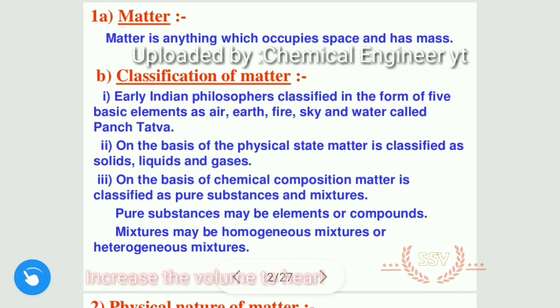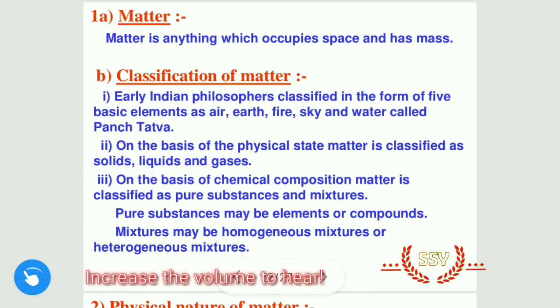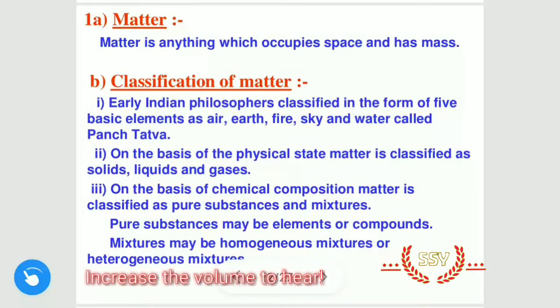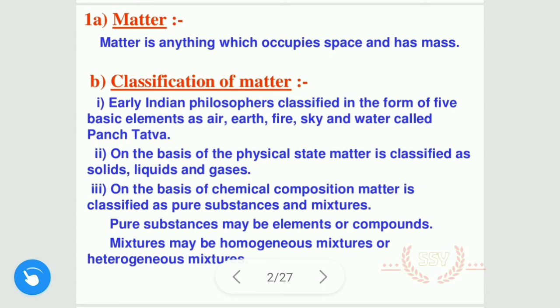In this video, I will be discussing chapter 1 of chemistry of class 9th, that is Matter in Our Surroundings. So our first topic is: what is matter? Matter is anything which occupies space and has mass.